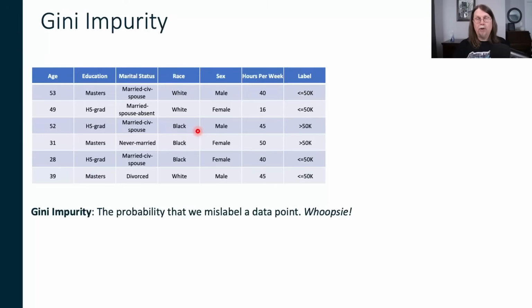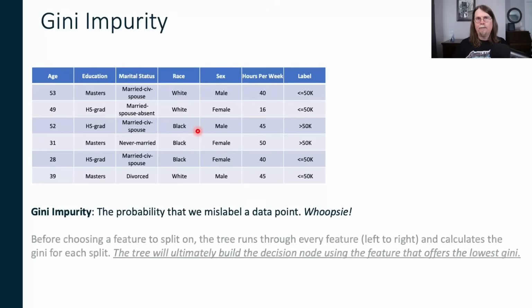Low Gini impurity is good. Because if your Gini impurity is 0, what that tells you is that there's 0 chance you're going to make a mistake. And that's good, right? 0 mistakes, that's good.